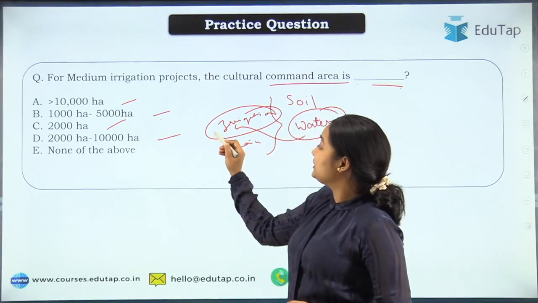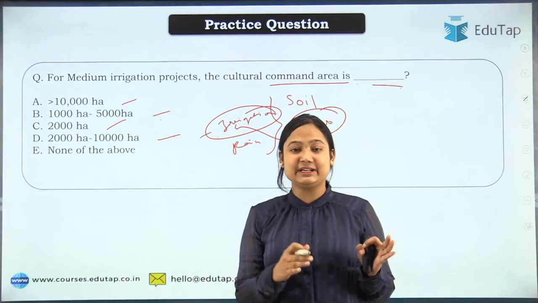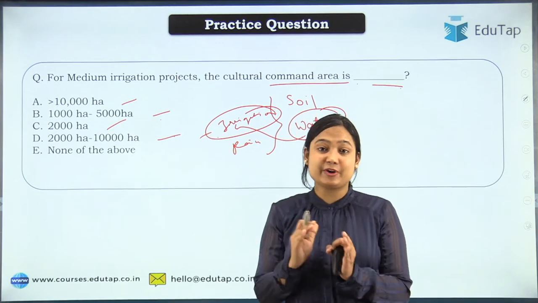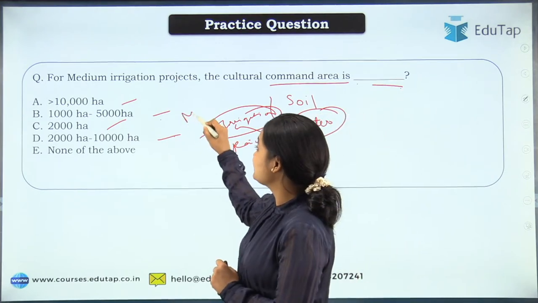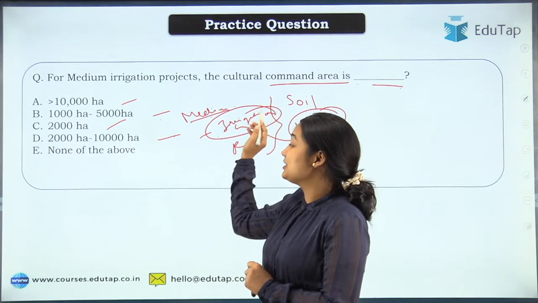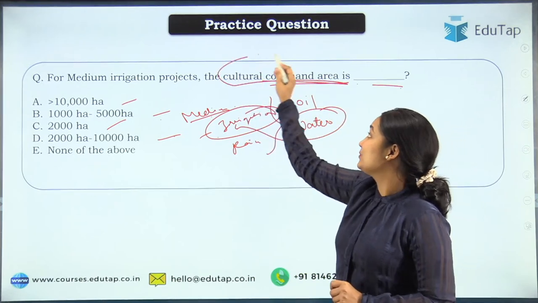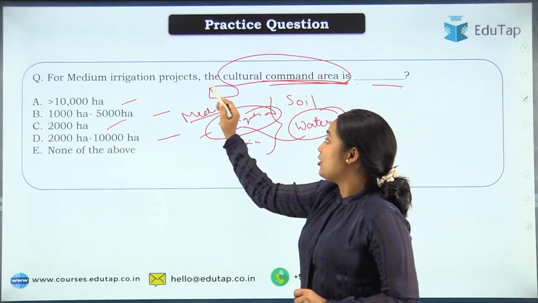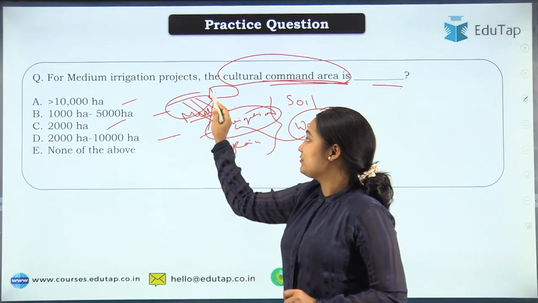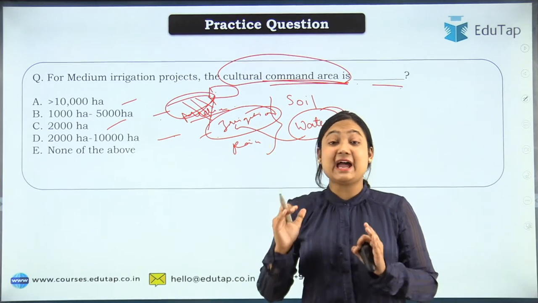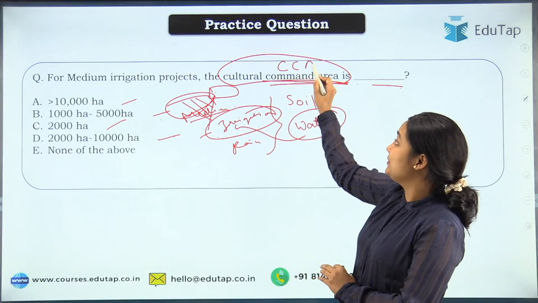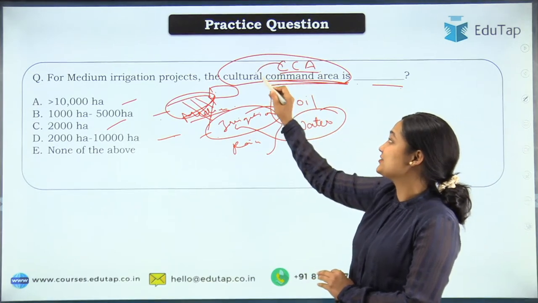Now, these irrigation projects are divided into three parts, and the most important one to remember for your examination is the medium size irrigation project. The medium size irrigation project covers the cultural command area. What is this cultural command area? This particular dam or project will control some area, and the area of land within it that is under agriculture activity becomes your cultural command area, which you will see written in your exam as CCA.